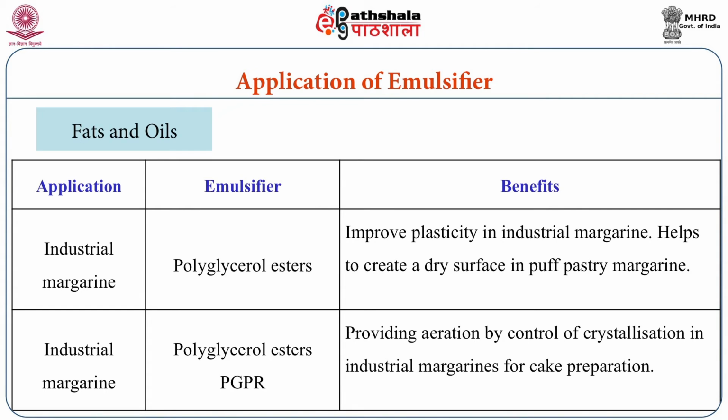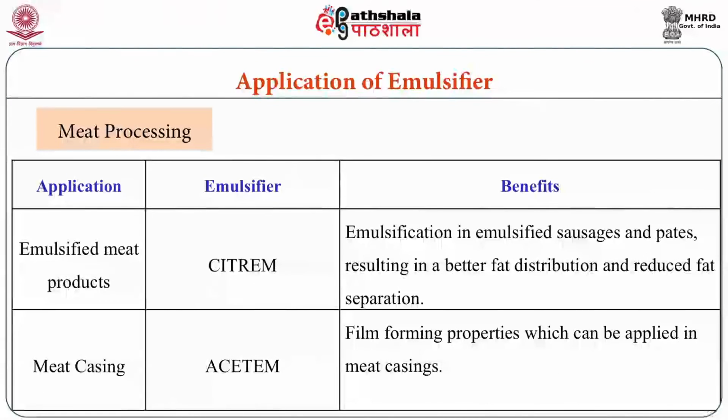The combination of polyglycerol esters with PGPR provides aeration by control of crystallization in industrial margarine for cake preparation also. In meat processing, the citrem emulsifier can be used in emulsified meat products, such as emulsified sausages and pates, resulting in better fat distribution and reduced fat separation. Acetem can be used in meat casing, as it has film forming properties.